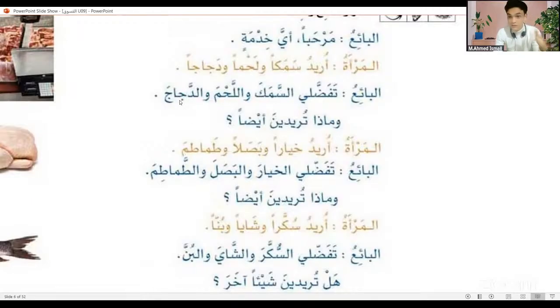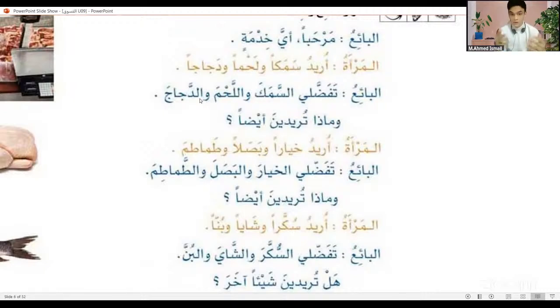And by the way, guys, don't forget in Arabic, we don't say fish, meat, and chicken. No, we say the fish and the meat and the chicken. So we don't just say "and" at the end. No, we should put waw in between all of them. So السمك واللحم والدجاج. And she also said أريد سمكا ولحما ودجاجا. She didn't say أريد سمكا لحما ودجاجا. No. You should put waw between everything that you want to add to other things. So أريد سمكا ولحما ودجاجا. And البائع said تفضلي السمك واللحم والدجاج.